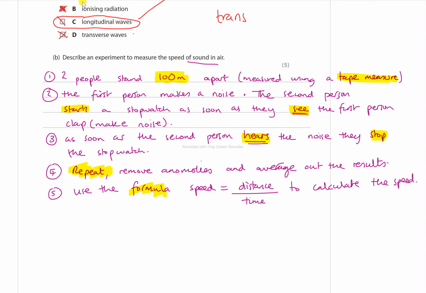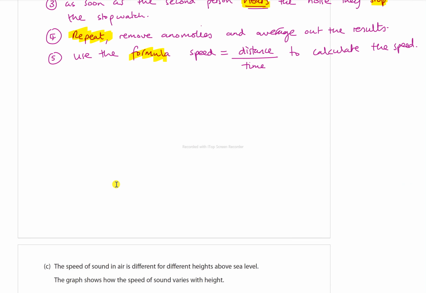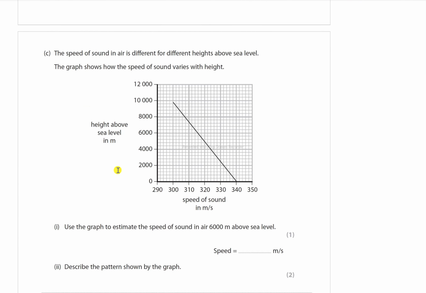You can also stand 50 meters away from a wall, and when you hear the echo, you can then use that as a way of stopping the stopwatch. Oh, there's some more here.